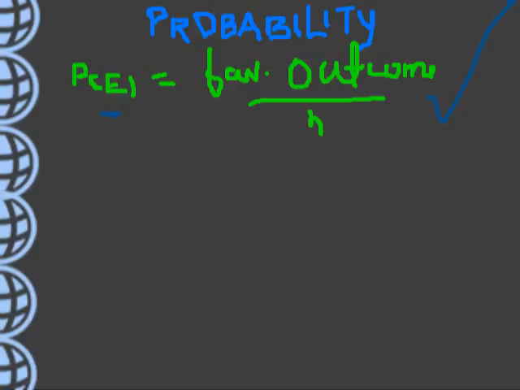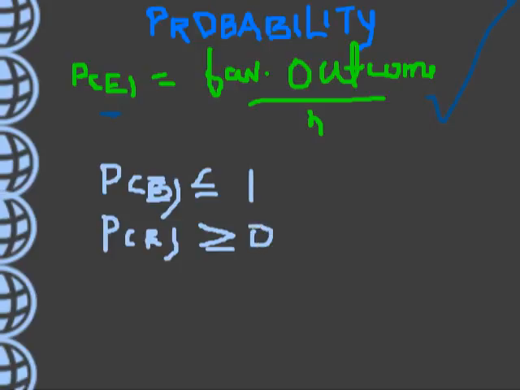Now let's get into a bit more detail. The probability of an event, P(E), is always greater than or equal to 0, and the probability of an event is always smaller than or equal to 1. Probability of an impossible event is 0, and this is the probability of a sure event.